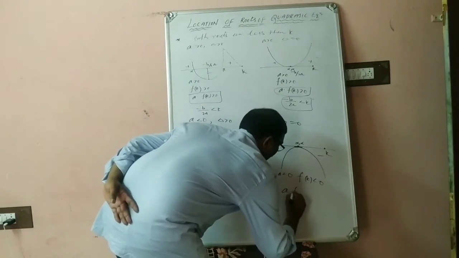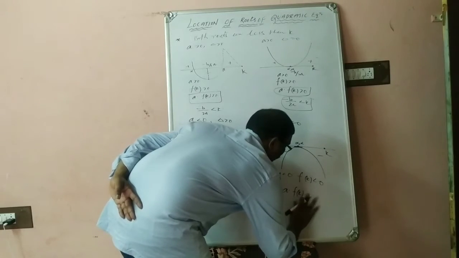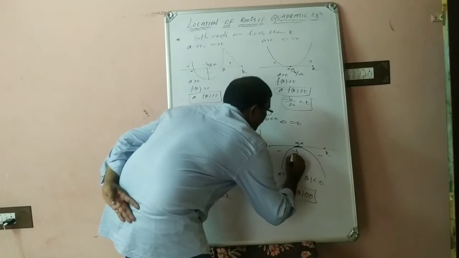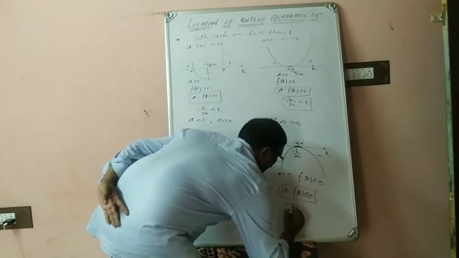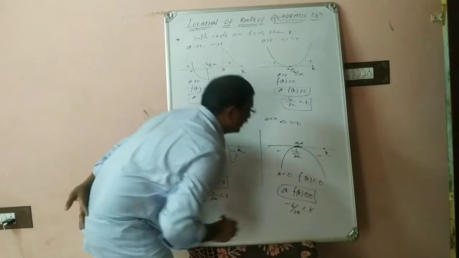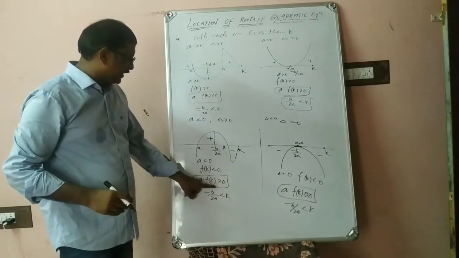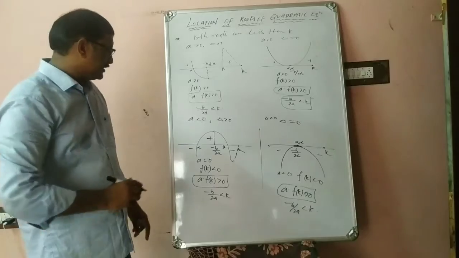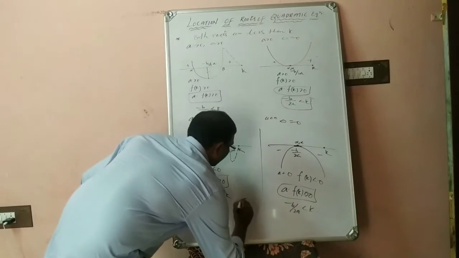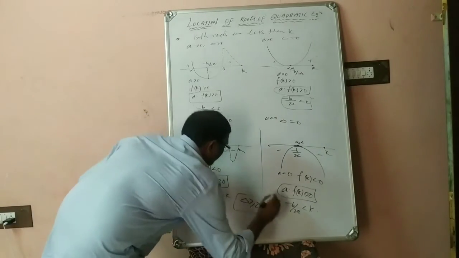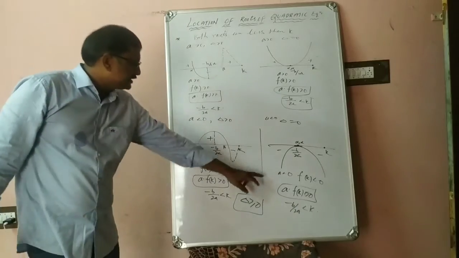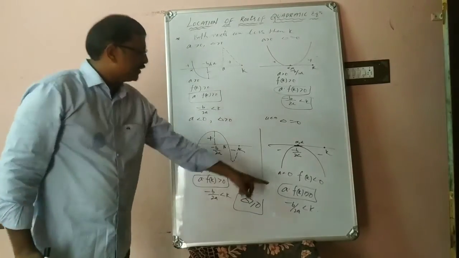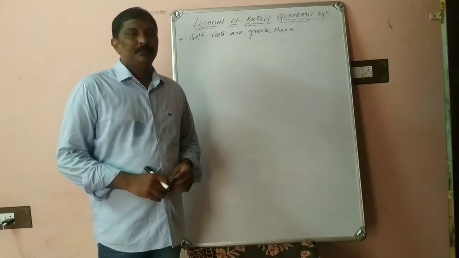So finally you can write a into f of k is what? Positive. And there we had minus b by 2a, which is also less than k. So here also a into f of k is positive, and here also a into f of k is positive, where minus b by 2a is less than k. In the case of delta greater than or equal to 0, delta must be greater than or equal to 0, and minus b by 2a is less than k.